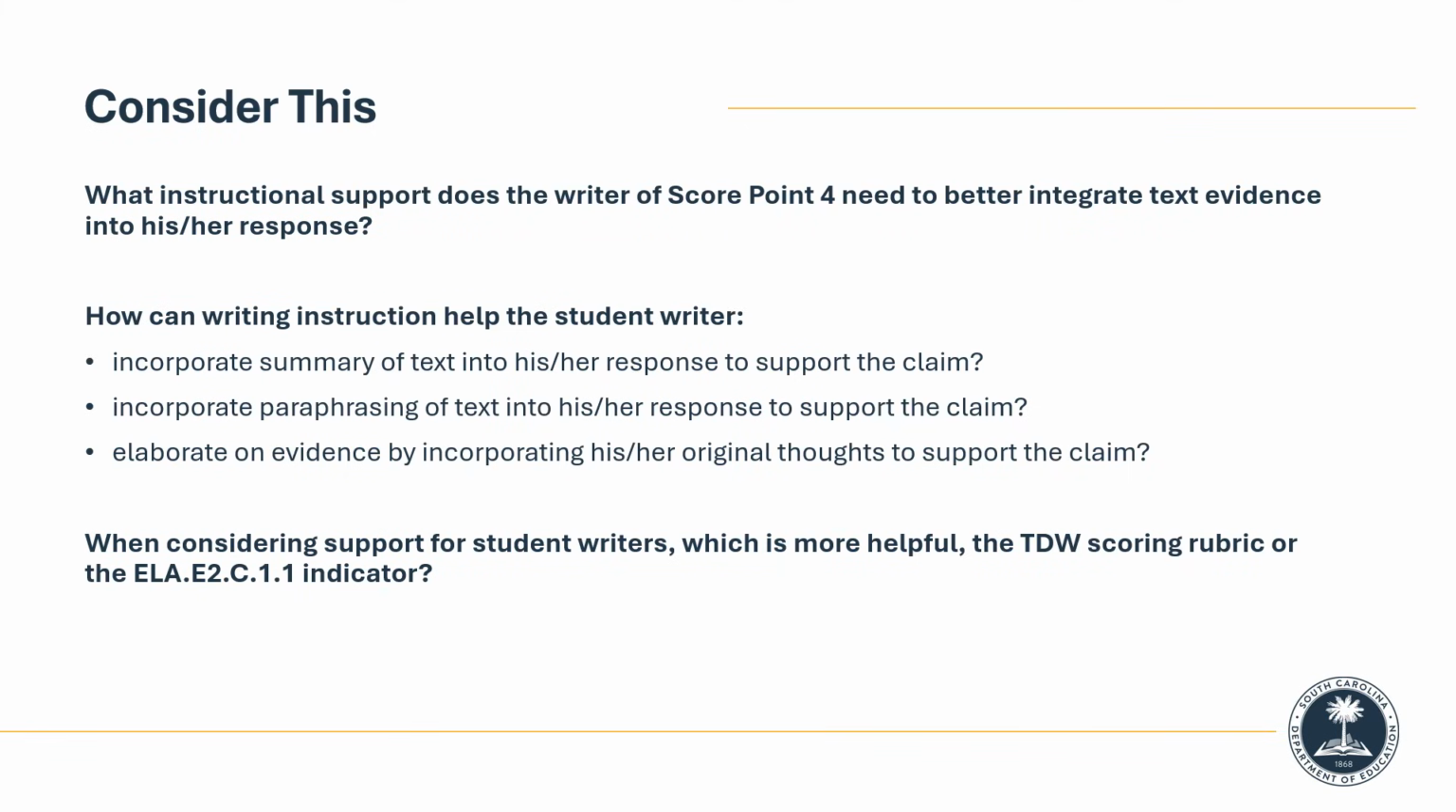What instruction is needed to help the writer of the score point 4 move beyond using only direct quotes as evidence? Is this better supported by writing instruction or by teaching a formula for a test item? Do the skills of incorporating text evidence and elaboration extend beyond argumentative writing?